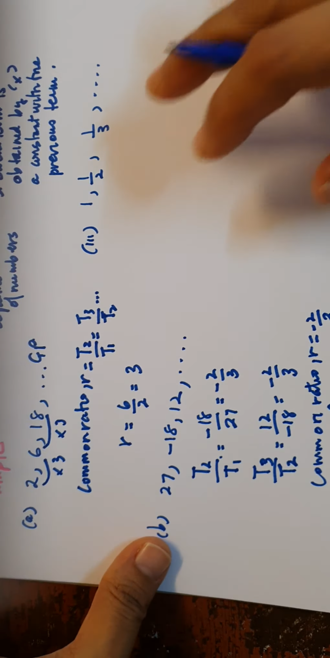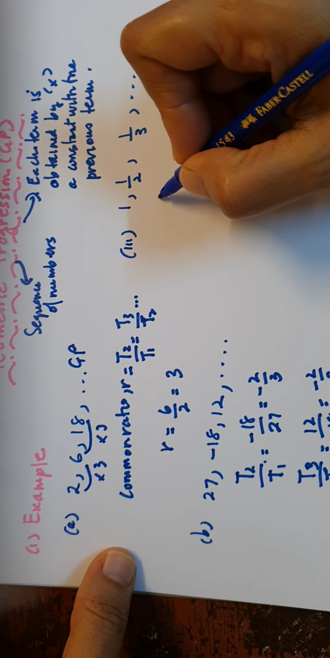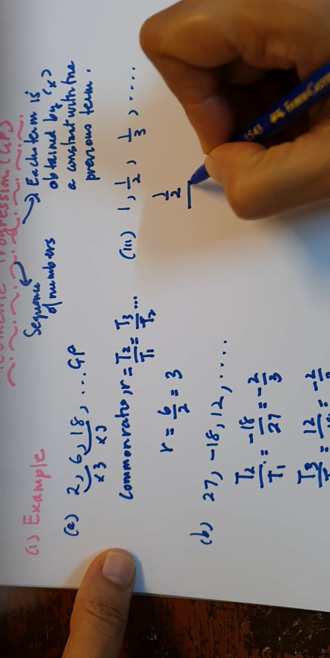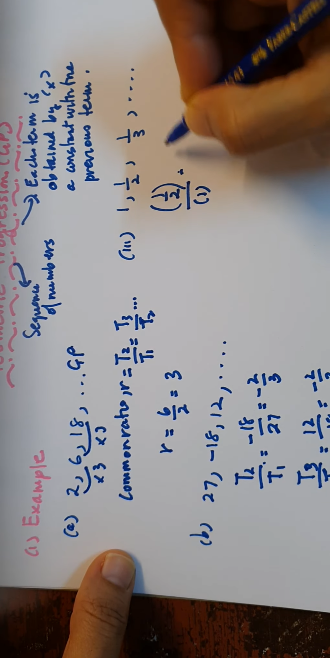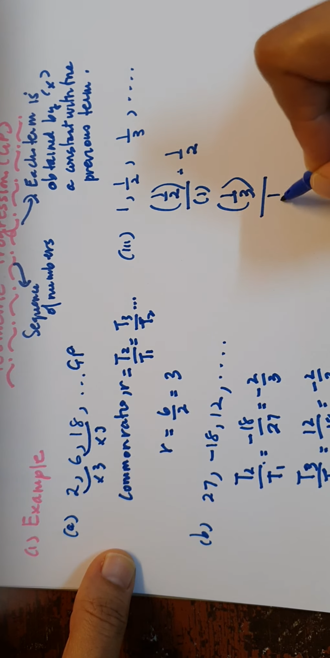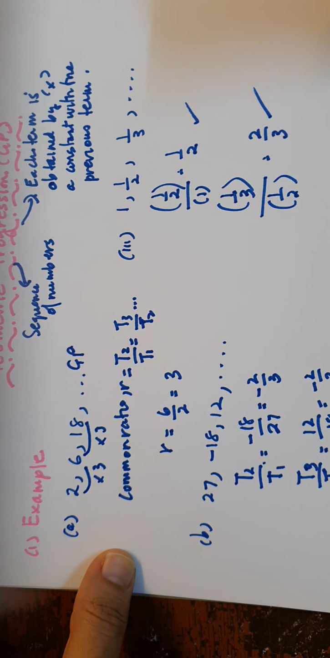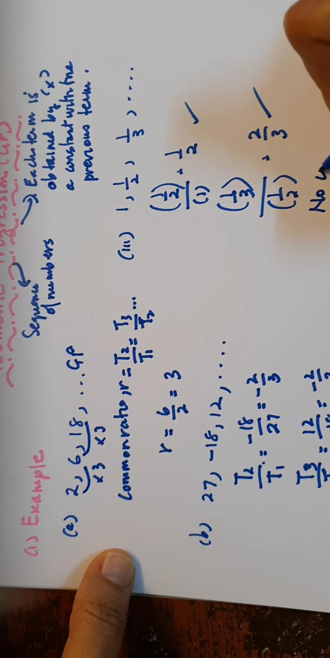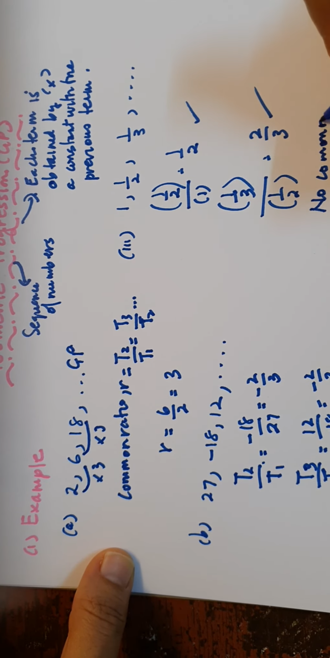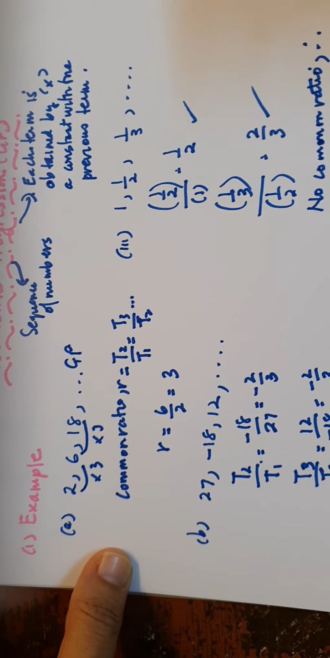What about this one? How do you determine whether it's a GP or not? Let me check. First, I take my second term and divide by my first term. So I get my half. My third term, I divide by my second term. I get 2 over 3. Can you look at these two? Is the ratio common? No. So you don't have a common ratio. Since you don't have a common ratio, therefore it's not a GP.